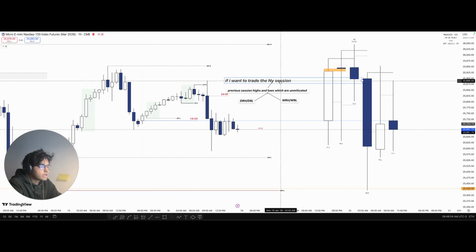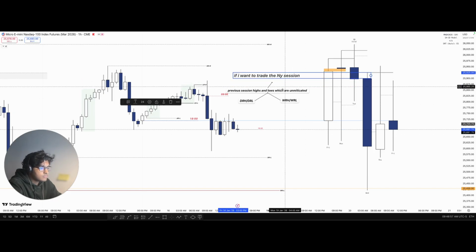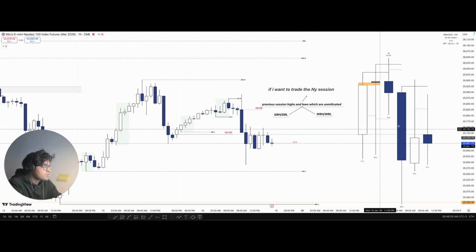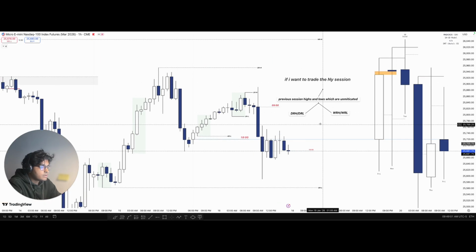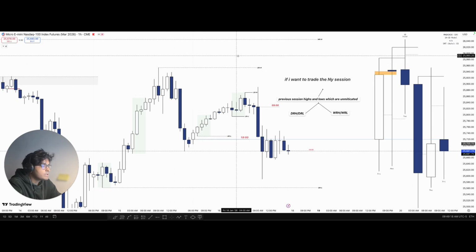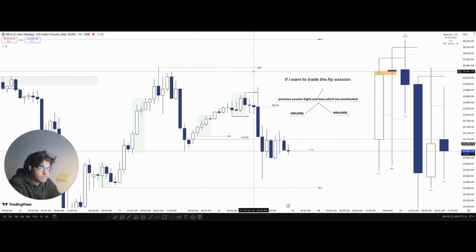Suppose we want to trade the New York session, isn't it? Before we trade this New York session, we need to have certain drawn liquidities in mind. So before we come to our desk, we need to have our unmitigated liquidities marked, right? We need to have this sort of thing.